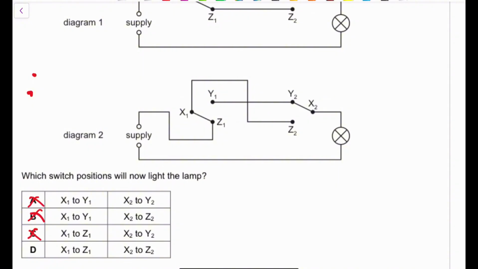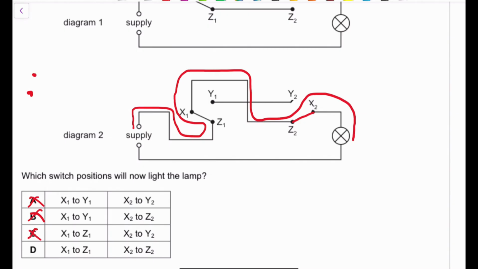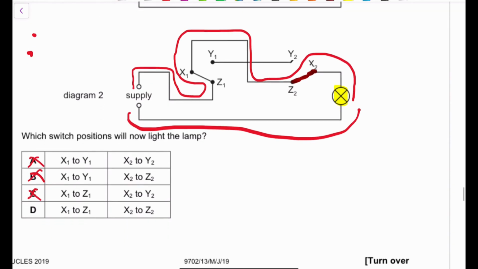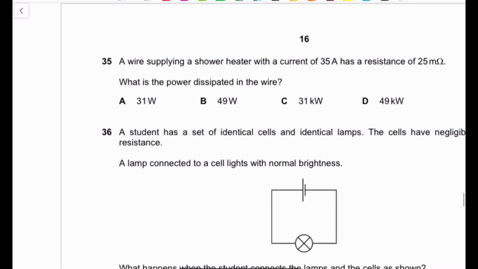X1 to Z1, X2 to Z2. So let's remove it here and connect X2 to Z2, something like this. Then let's follow. It's going to start here, then move, then reach this point. Voila, the light bulb is going to light. Why? Because now current can reach it, it continues and continues, then it reaches its power supply. The journey is now complete. Because we have completed this path, the answer is going to be D. Move on to question 35.